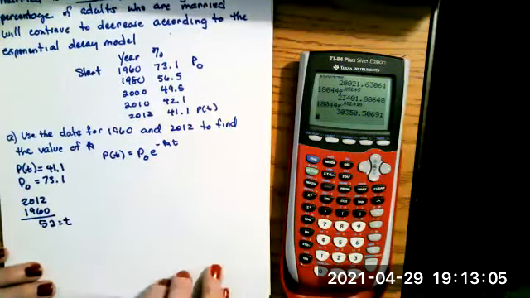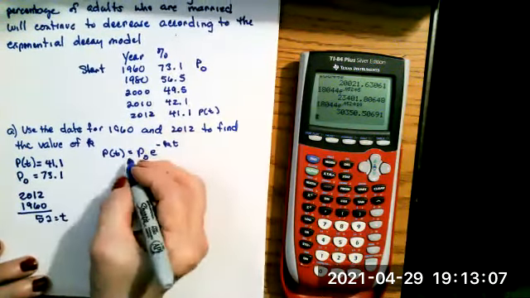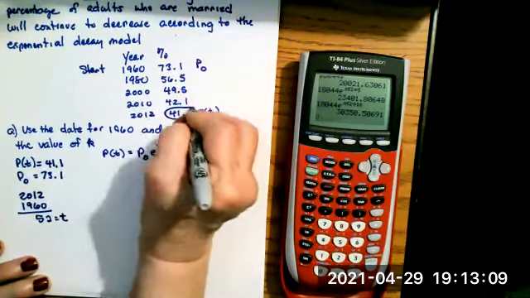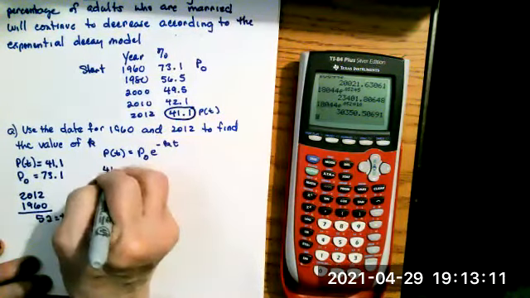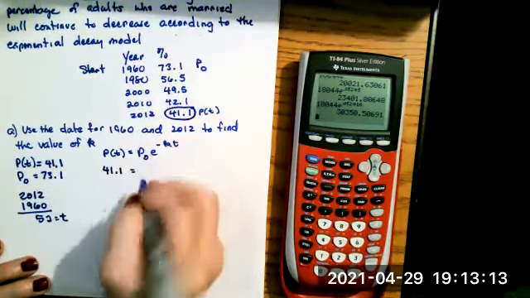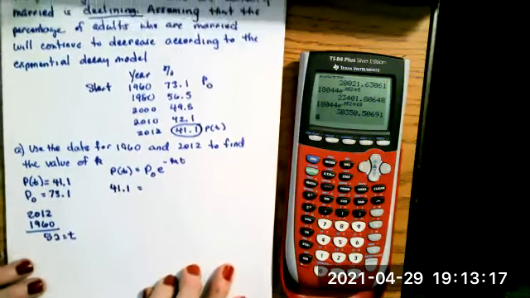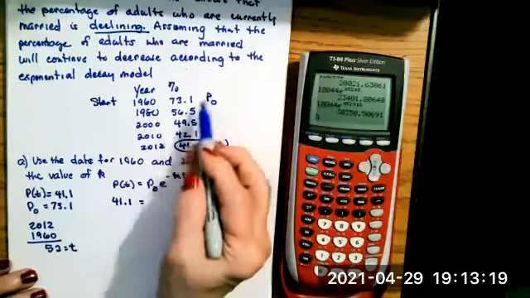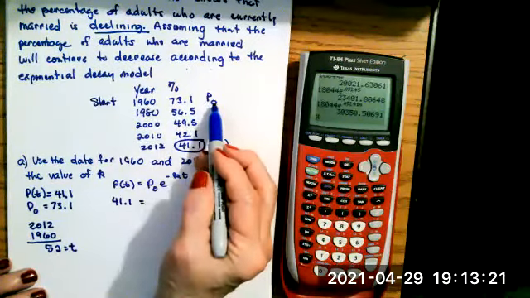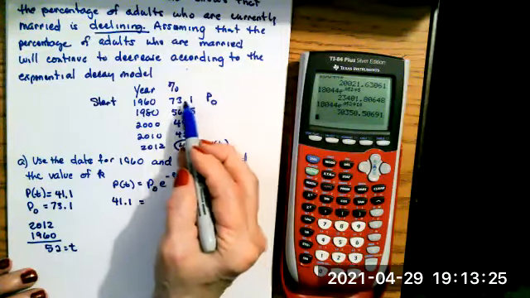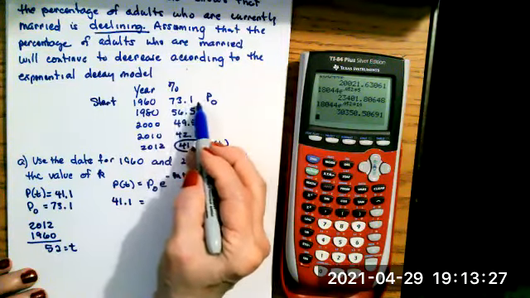So then you fill in your information. Your P of T is going to be this 41.1 that you're going to put in there. Can you explain which one was P of 0 and P of T? I think I had missed this on Tuesday. P of 0, 0 means your original amount. So our original starting amount was 73.1.